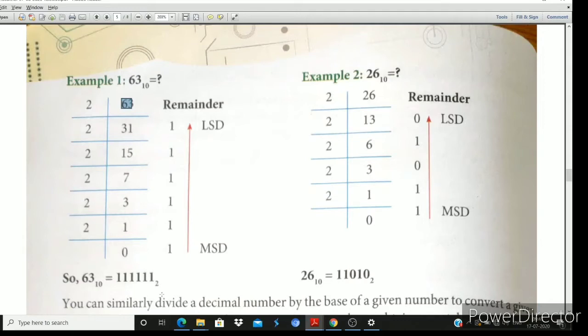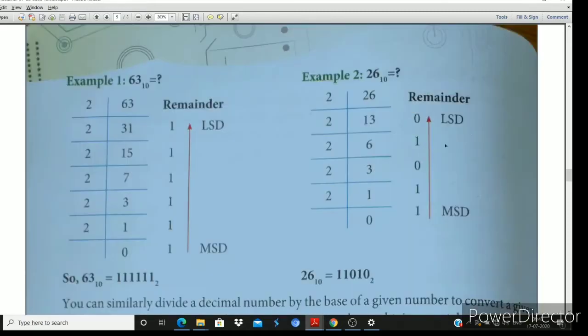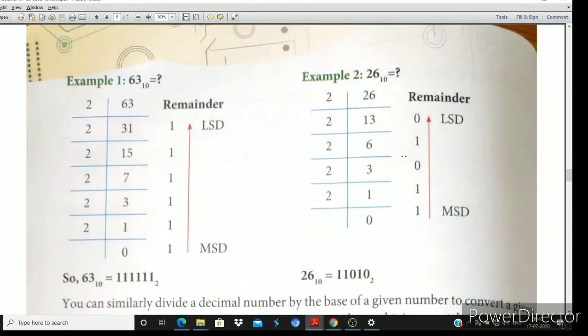Okay, so 2 6s are 12 and the remainder will be 1. Okay, so here we put the 1. Okay, so this one, and again we divide 6 by 2, so we get 3, then the remainder will be 0. Okay, so this one, and then 3 divided by 2, so we get 1, and 2 1s are 2 and the remainder will be 1.